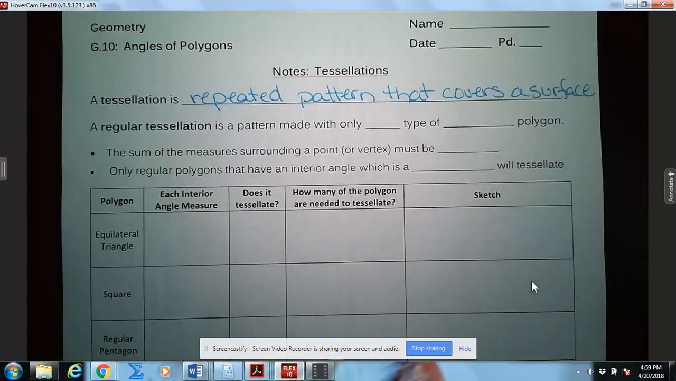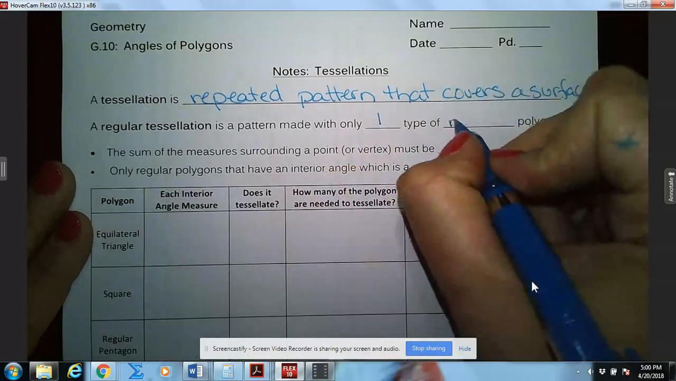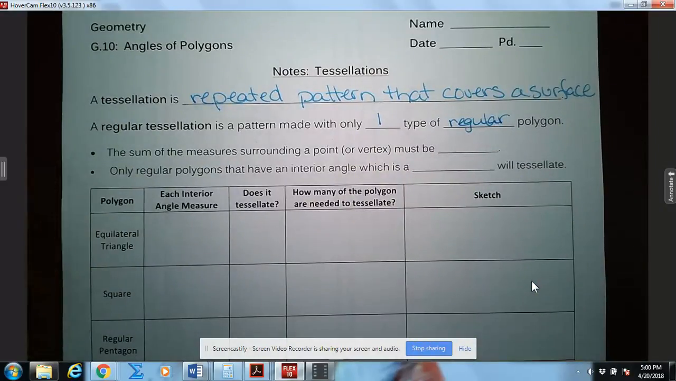Well, there are different types of tessellations. A regular tessellation is a pattern made with only one type of regular polygon. So you might think of a chessboard or a honeycomb. These are regular tessellations. A few more facts.